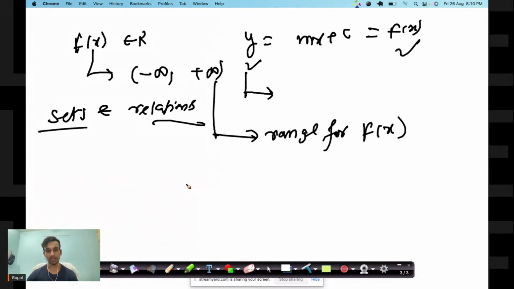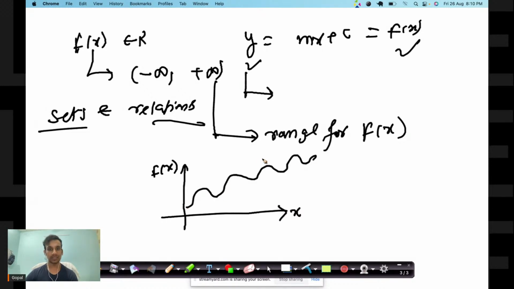And if I plot this, f(x) against x, this is how the curve will look. This is a continuous graph or curve, right? The values of f(x) are not breaking up anywhere. Okay, and now this is the range here.